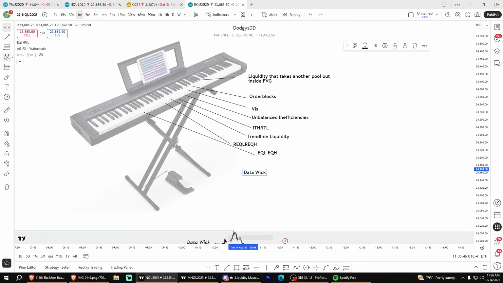And once you put all these notes together, you can create a song. Or in other words, you can create a trade.